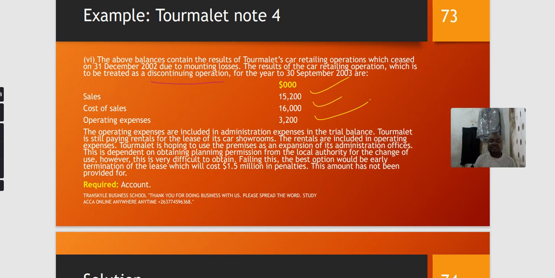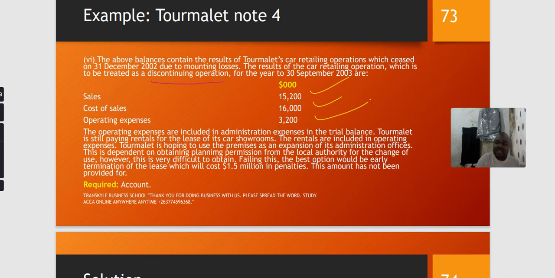Okay, so you now know, ladies and gentlemen, that the results of the discontinued operations and the continuing operations have to be separately presented. However, we give precedence to those operations which are continuing first, and then we only need the profit element.